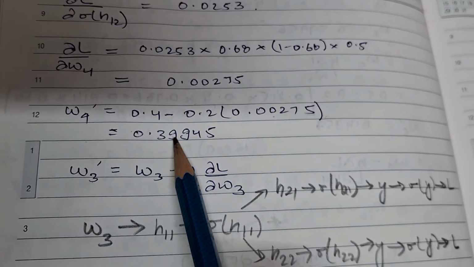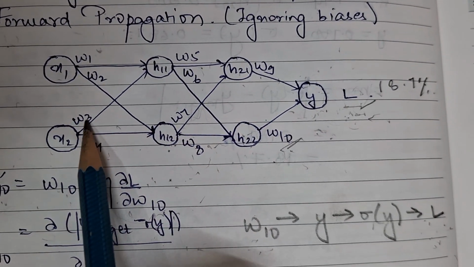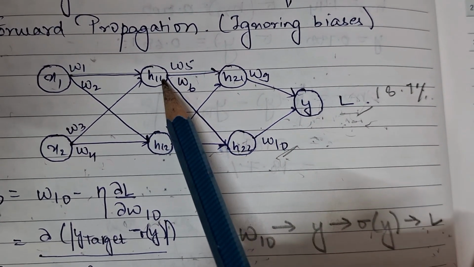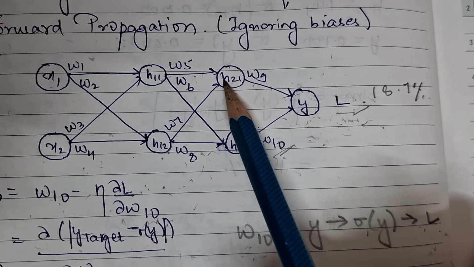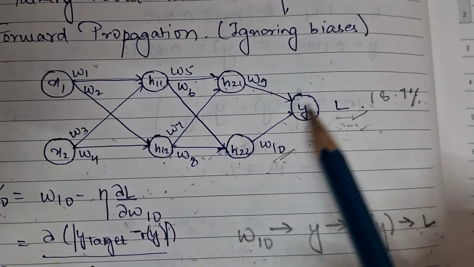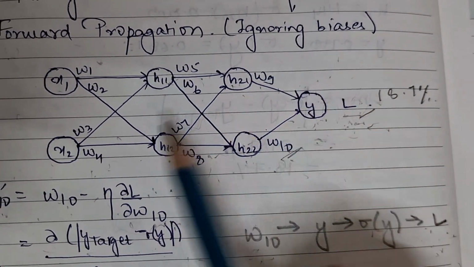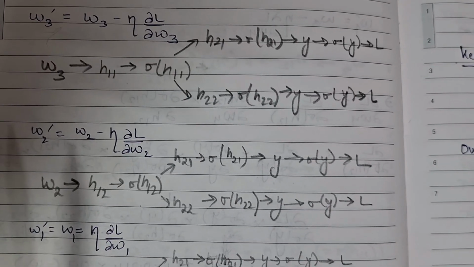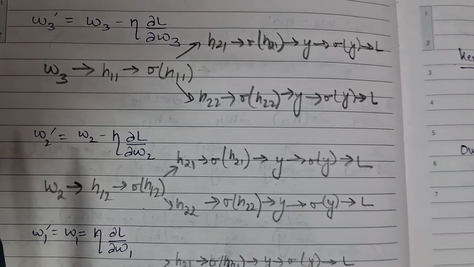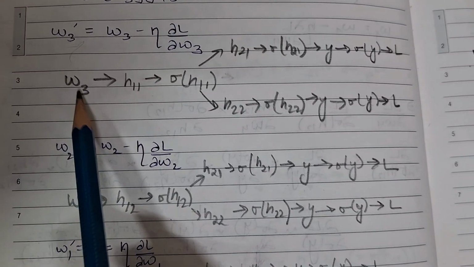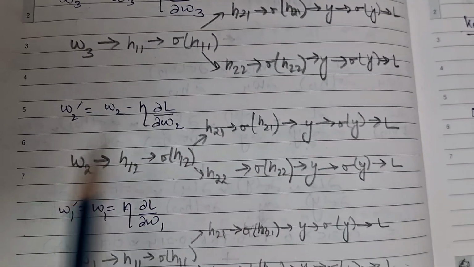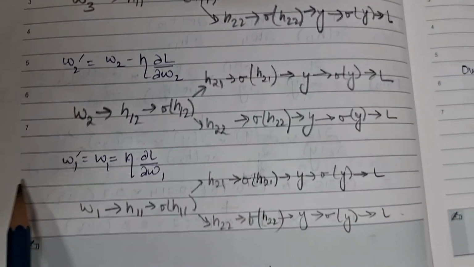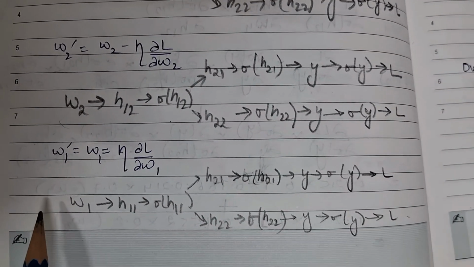The same branching effect will be done for omega 3, which contributes to h11, which contributes to sigma of h11, which then contributes to h21 and h22, to y and then to L. The same way for omega 2 and omega 1. This is the flowchart for omega 3, to calculate the new value of omega 3. This is the flowchart that comes out when we need to calculate the new value of omega 2, and for omega 1 we have this flowchart.